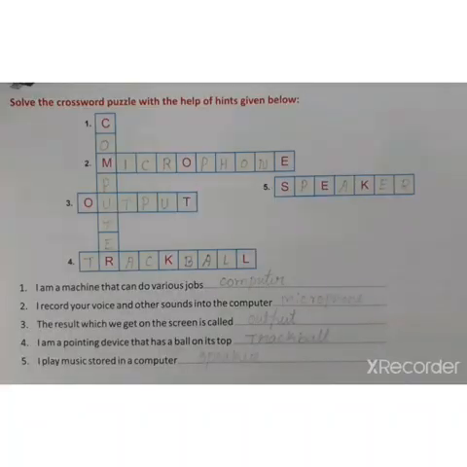Now students, open page number 10. Previous lesson activity. Solve the crossword puzzle with the help of hints given below. First of all, we read the hints. One, I am a machine that can do various jobs. You know who am I? Computer. Yes. Second, I record your voice and other sounds into the computer. Who am I? Microphone. Third one, the result which we get on the screen is called output.